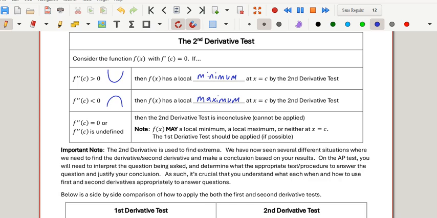You can't use the test if f double prime is 0 or if it's undefined. Neither of them work. So unless you're getting strictly a positive or a negative number, that's the only time you can use the test.